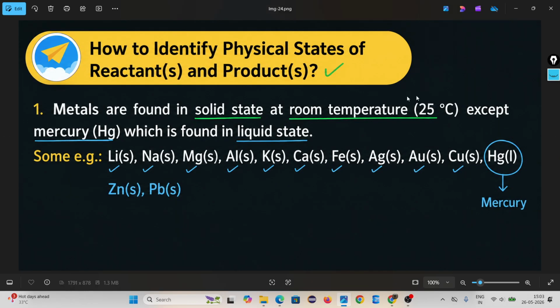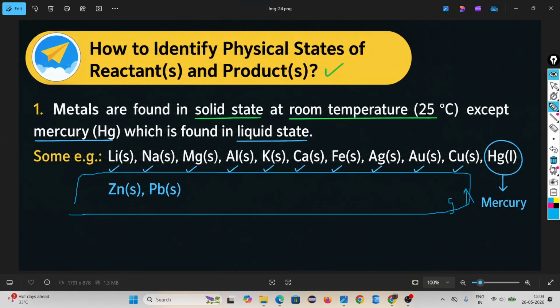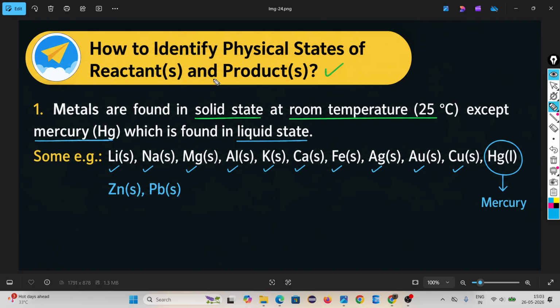Sir, how do I know which element is in which state? Here is some information to know the state of reactants and products, or you can say the element or compound state. Metals are found in the solid state at room temperature, except mercury. You will learn about metals in the metal chapter.